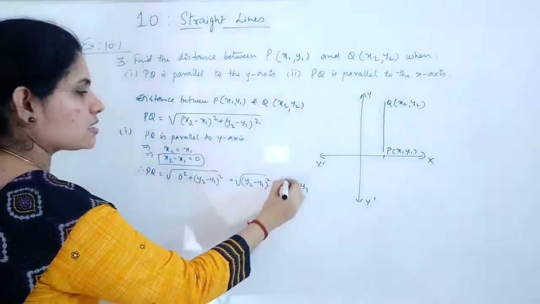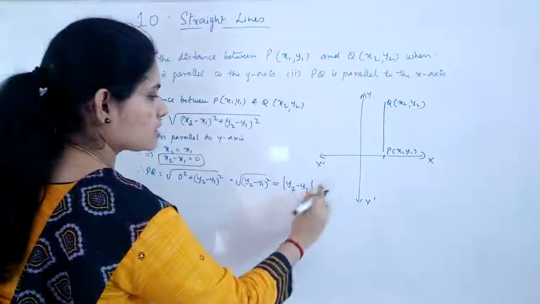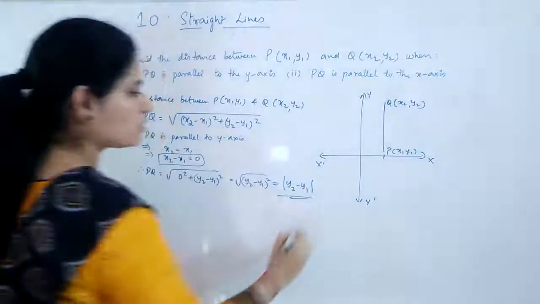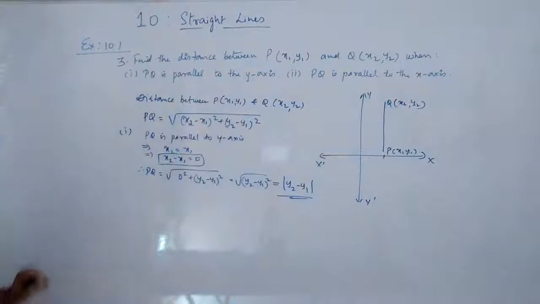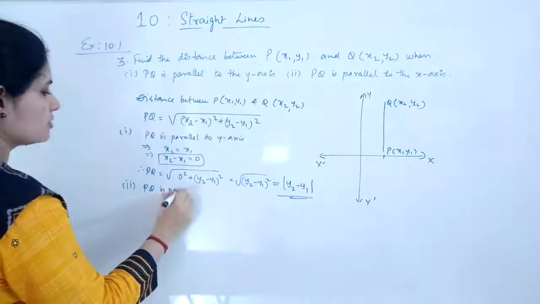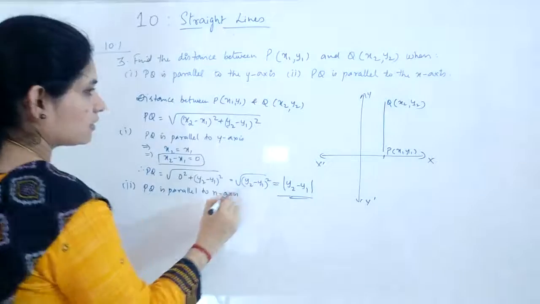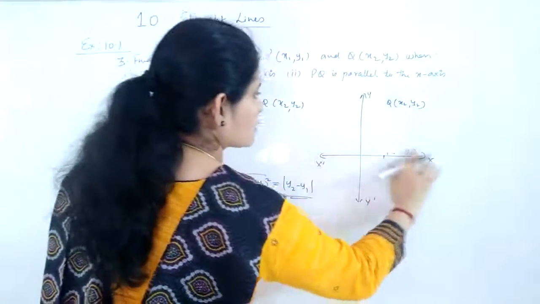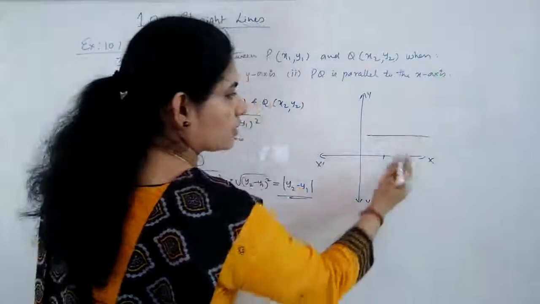And since it is distance, you are just showing that it is only taken as positive, so you are just representing it as modulus. Okay, mod of y2 minus y1 will be PQ when PQ is parallel to y-axis. Now for the second part, if you are taking PQ to be parallel to x-axis, you will draw it like this.